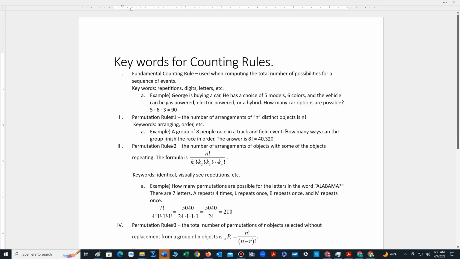Hi, in this video we are reviewing the keywords for the counting rules. We begin with the fundamental counting rule. It's used when computing the total number of possibilities for a sequence of events. Keywords: repetitions, digits, letters, etc.